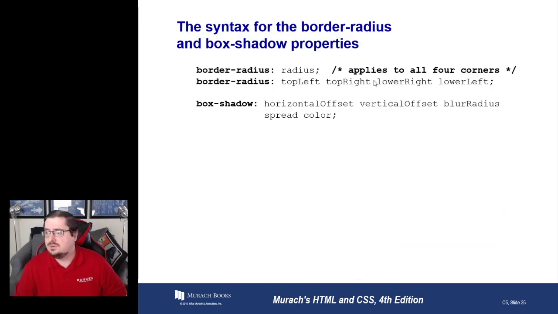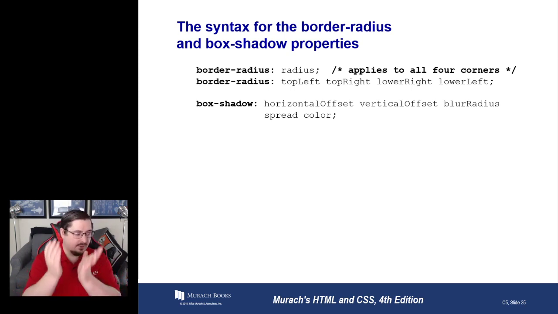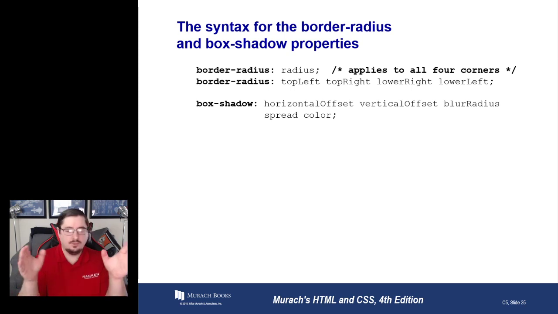So the first 2 values are the horizontal offset and then the vertical offset. Those 2 say where the shadow should be relative to the thing that's casting the shadow. So a positive horizontal offset will move it to the right. A negative horizontal offset will move it to the left. And a positive vertical offset would move the shadow down, or a negative vertical offset would move it up. So you're moving it left, right, up, or down relative to the element that's casting the shadow.